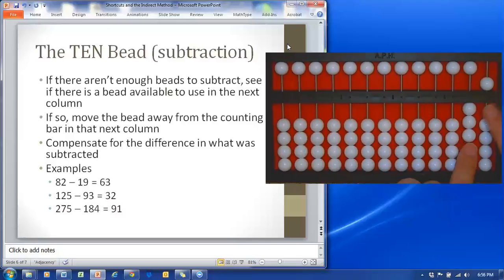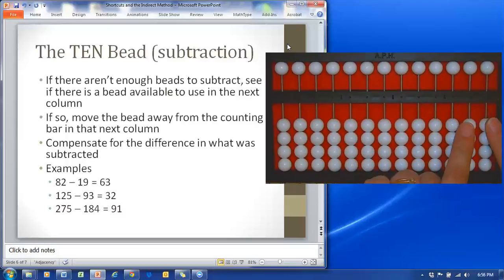Gives me 3 in that column. Now in the ones, I'm supposed to subtract 3 ones. I have no ones I can move down, so I'll subtract the 5 ones, but I was only supposed to subtract 3, so I'm going to add 2 more on to compensate for an answer of 32.